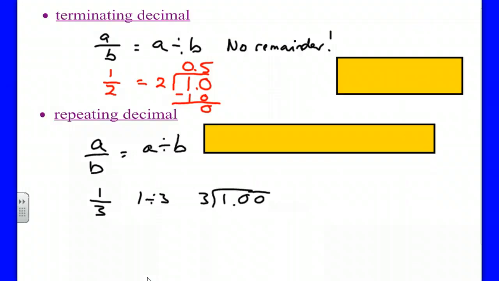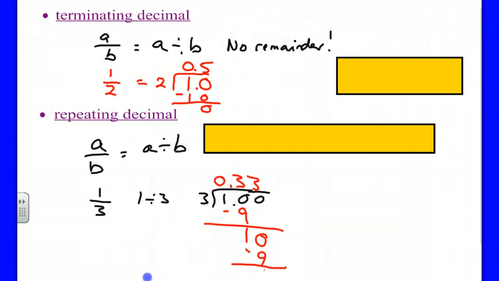Can 3 go into 1? No, so we put a 0 there. Bring up that decimal. Can 3 go into 10? How many times? 3. So 3 times 3 is 9, so we subtract, and we get 1, which is what we started with in this division. So we drop down the 0 and we have 10. 3 goes into 10 how many times? 3. And 3 times 3 is 9.